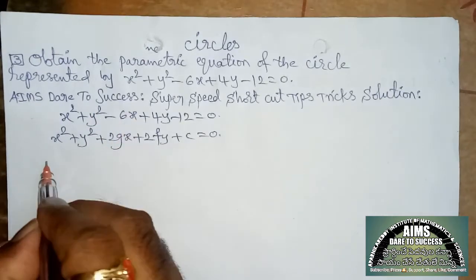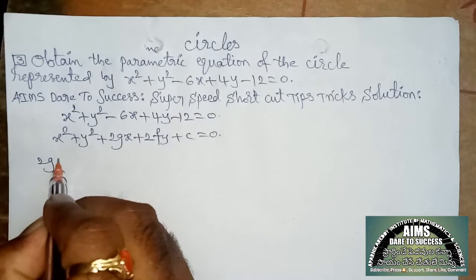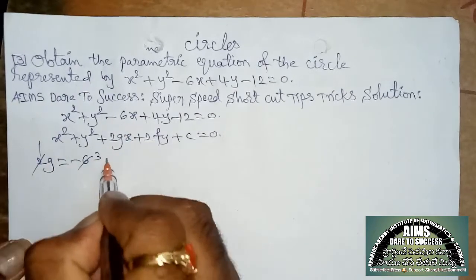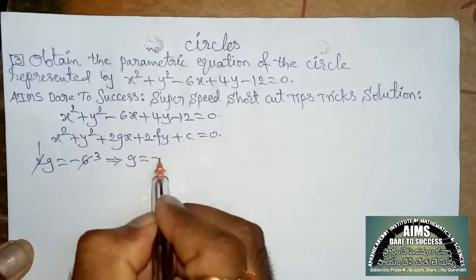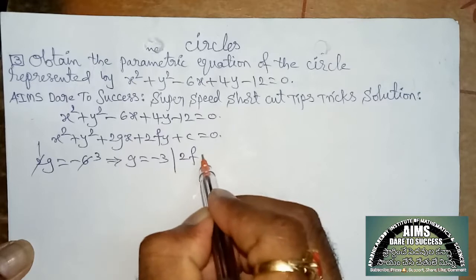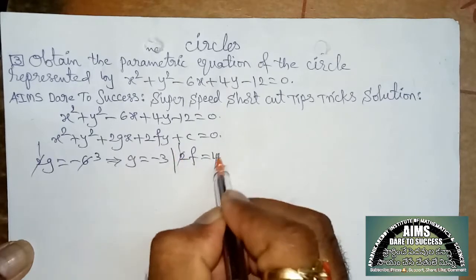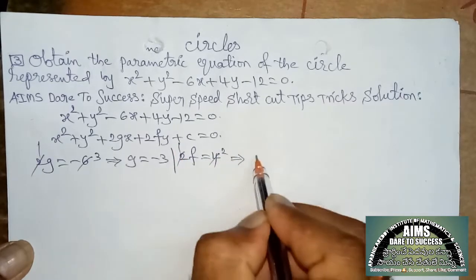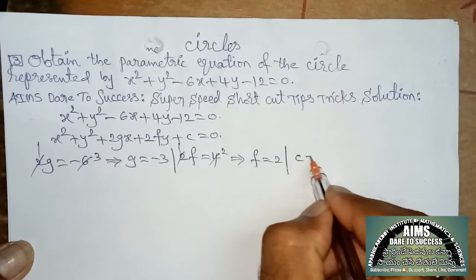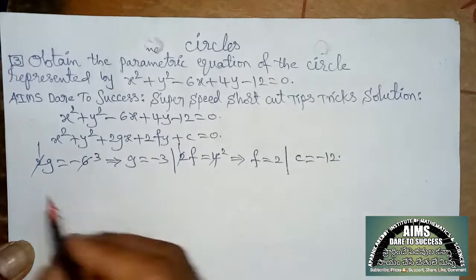Now I am comparing with the x coefficient: 2g equals −6. Cancellation: 2 ones are 2, 2 threes are 6. So the g value is −3. Next, comparing with the y coefficient, we get 2f equals 4. Cancellation: 2 ones are 2, 2 twos are 4. Next, f is equal to 2. And the last constant term, c equals −12.